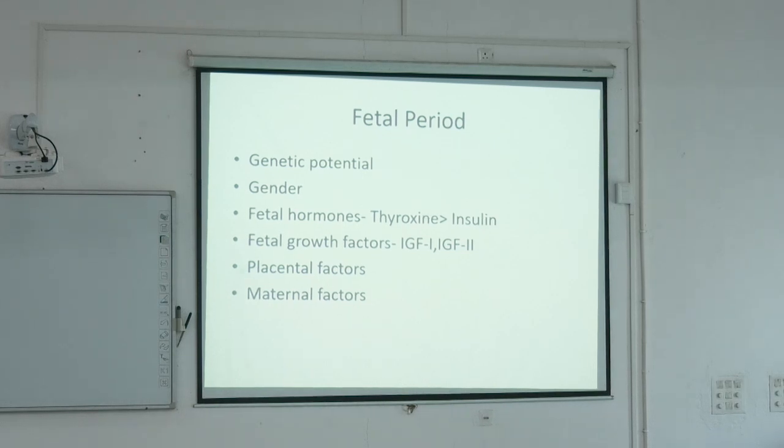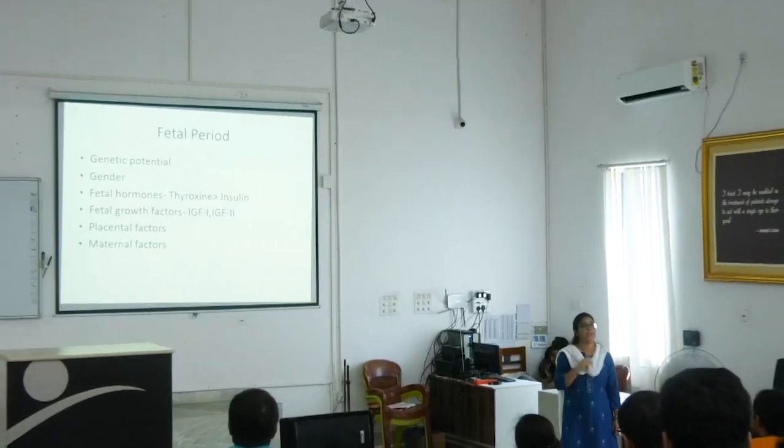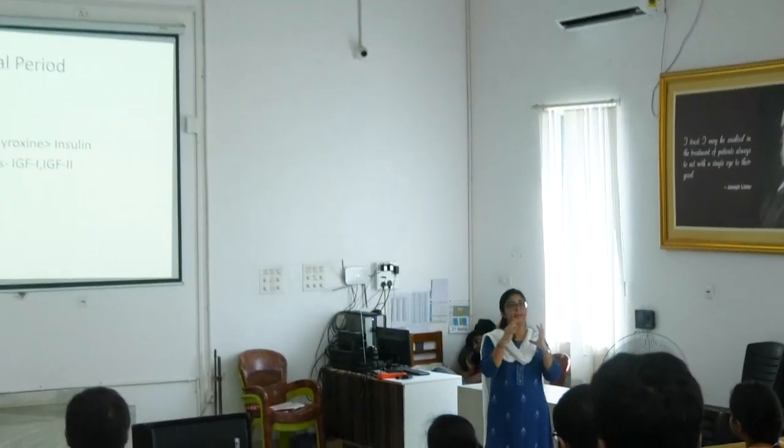So this is a combination. The mother, placenta and the fetus work as a unit. It forms the blood vessels, the maternal, placental and fetal. They make the circulation and supply the nutrients.